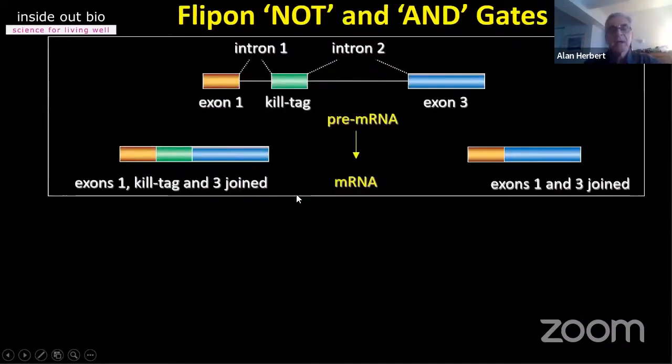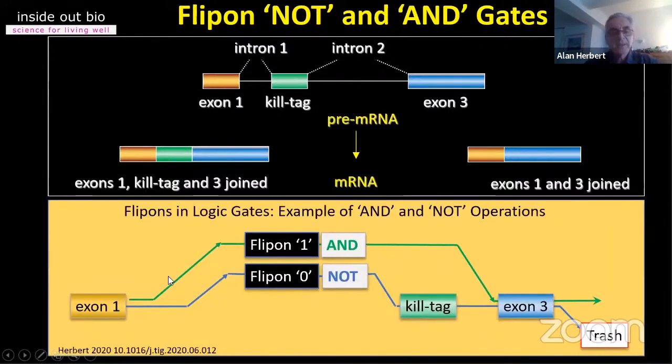So how can that be turned into a NOT gate? Well, imagine that exon 2 is actually a kill tag. So if this is present in the RNA that is produced, then that RNA gets destroyed. So that automatically gives you a NOT gate. So if you join exon 1 to the kill tag and then to exon 3, that RNA will automatically be trashed. So you have a NOT gate. So any RNA that has this kill tag will get destroyed.